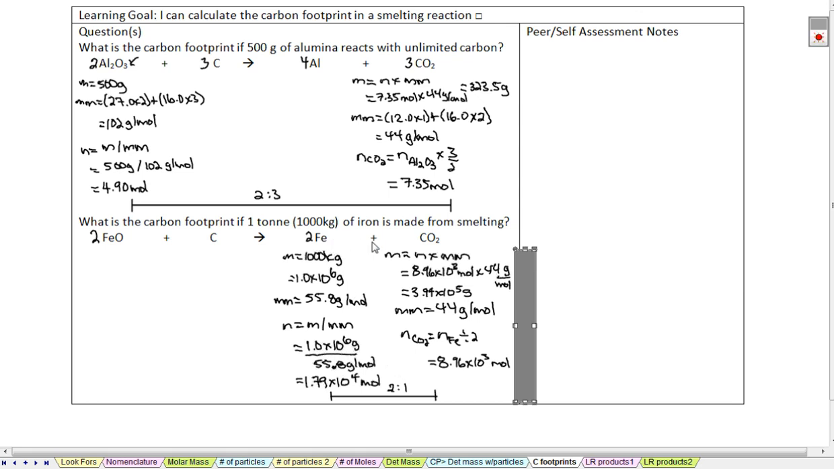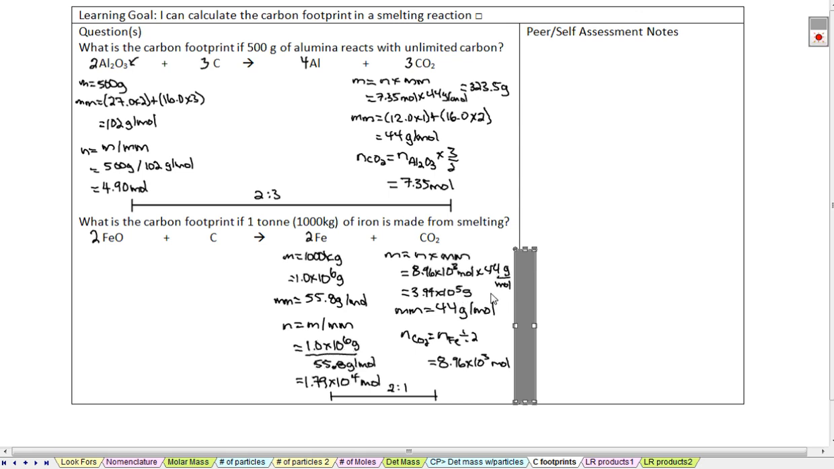Now my molar ratio between iron and carbon dioxide is a 2 to 1 ratio. So that means I should have half the number of moles of carbon dioxide as I have of iron. 2 to 1, 2 to 1. So I took my moles of iron, divided by 2, and I got that. My molar mass of carbon dioxide, 44. If you're in my class, you're probably going to have that memorized pretty soon. Again, to find mass, it's moles times molar mass. So I have my number of moles, multiplied by my molar mass, had a little bit more room this time, which is good. 3.94 times 10 to the 5 grams.